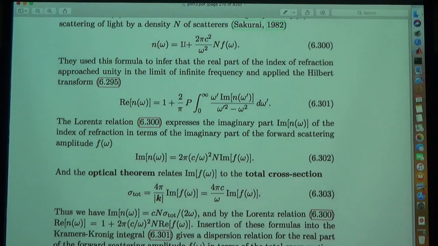And you can then infer from this that at high frequency, n approaches 1, and so then what you do is, instead of writing a dispersion relation for n, you write a dispersion relation for the complex n minus 1. And if you do that, then you can imagine there was -1 on this side. But the imaginary part of n minus 1 is just the imaginary part of n.